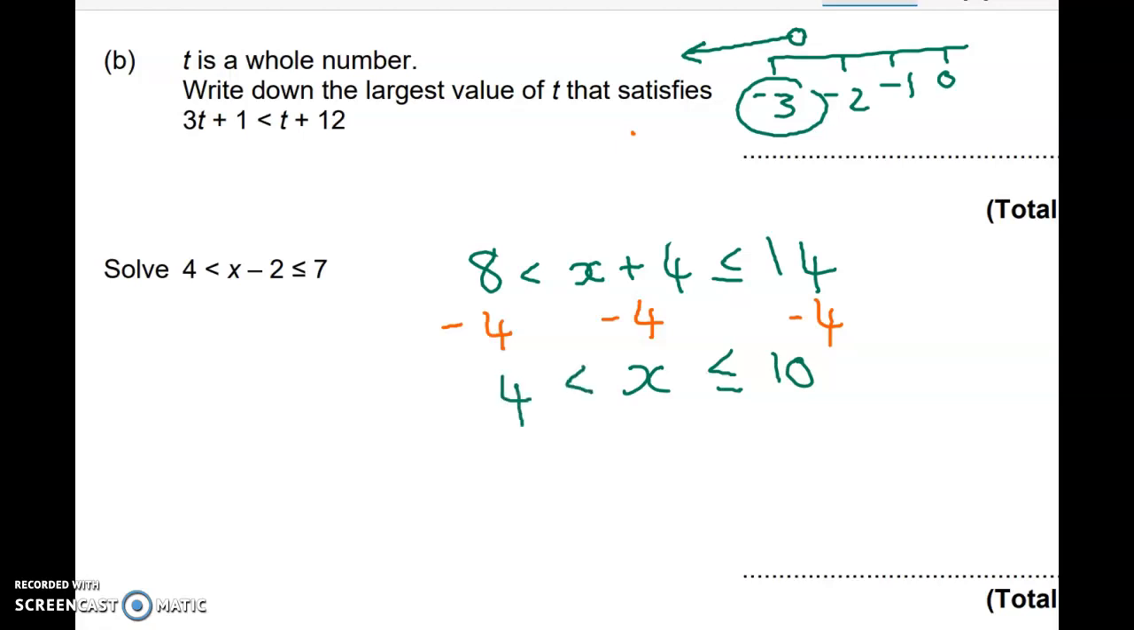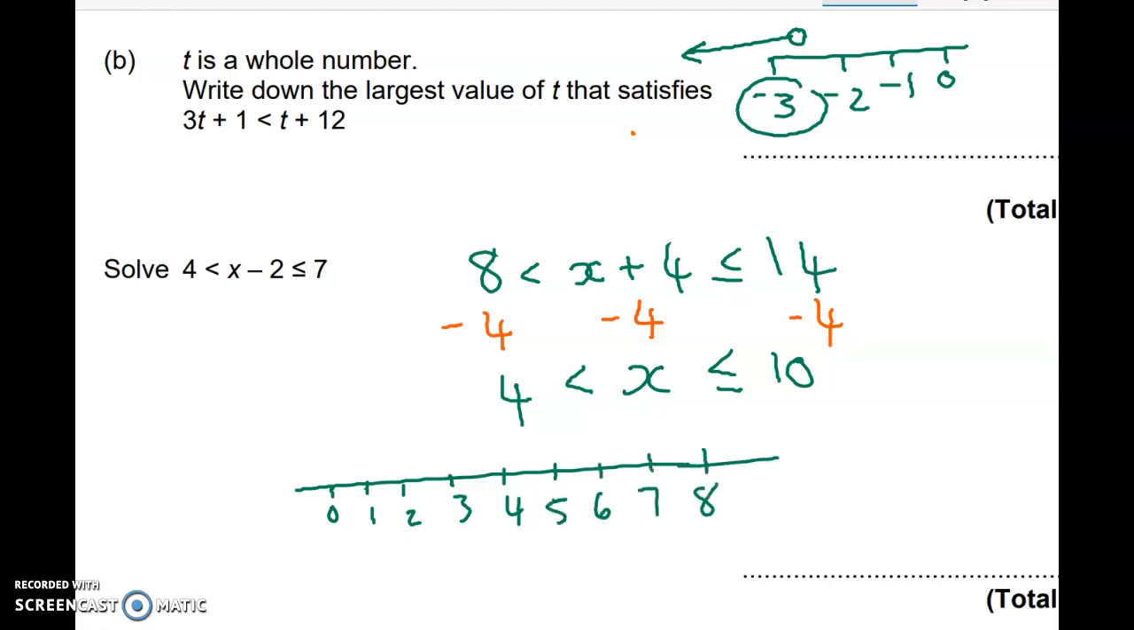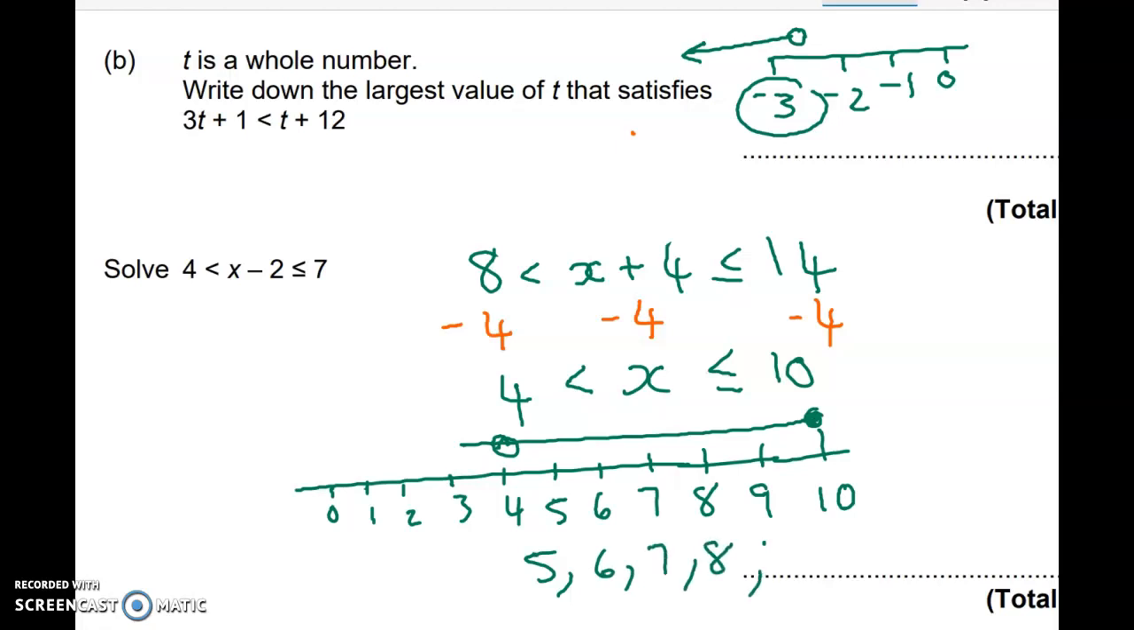If I was going to write the integers that x could take on a number line, you've got 0, 1, 2, 3, 4, 5, 6, 7, 8, 9, 10. So it could be 10 all the way down to, sorry, I've gone too far, 4. So the integers it could take are 5, 6, 7, 8, 9, and 10. But that's an added question. This is the actual answer, that x is greater than 4 and less than or equal to 10.